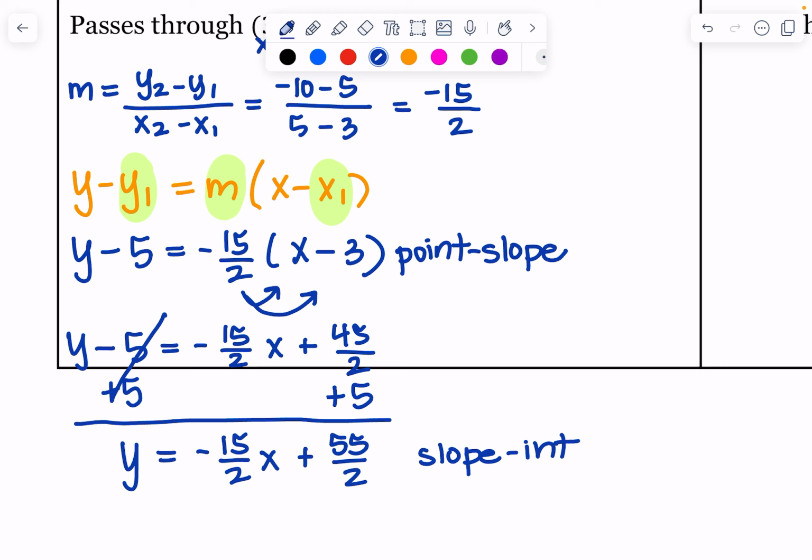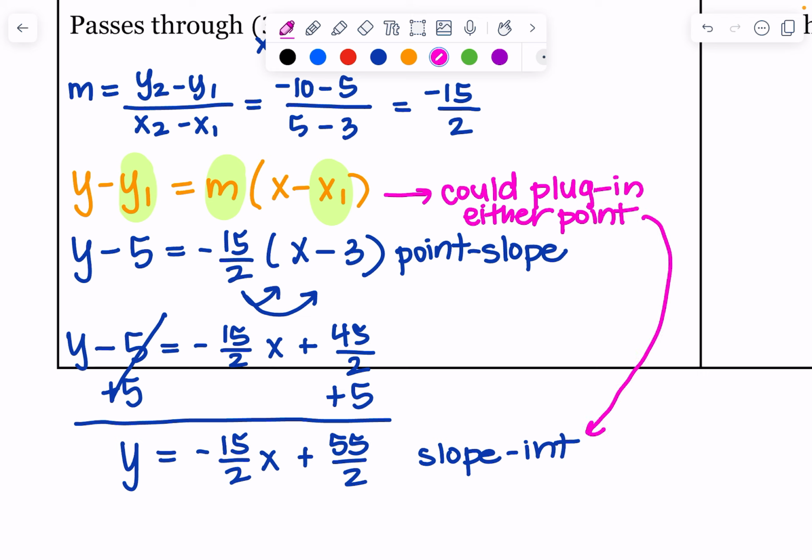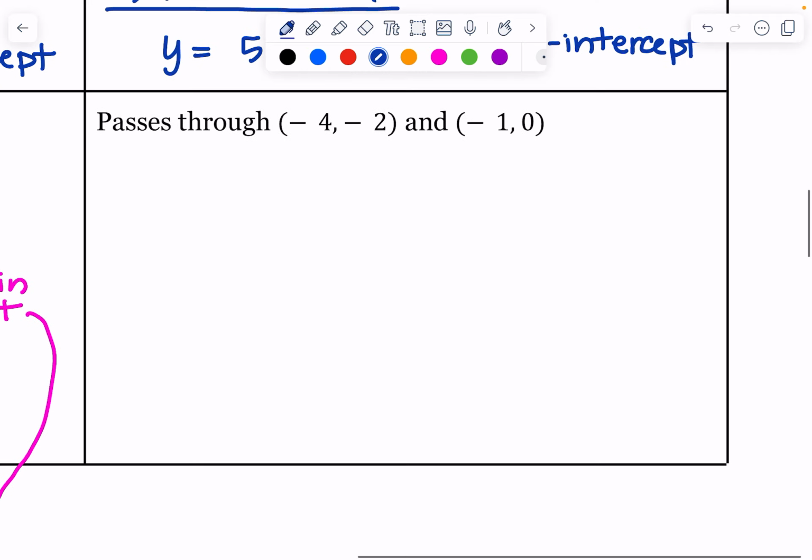Note right here, you could plug in either point. So there are more than one right answer for point slope form. And then if you were to solve, you should get the same answer. If you didn't, you did something wrong because you should get the same answer whether you plug in x1, y1 or x2, y2.